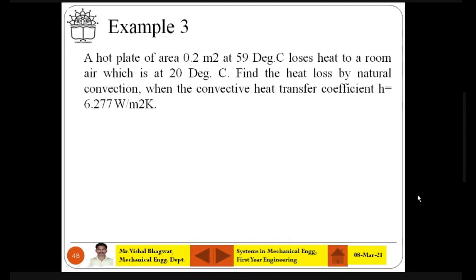Okay, so and it is said, no need to say anything because it is conventional heat transfer.